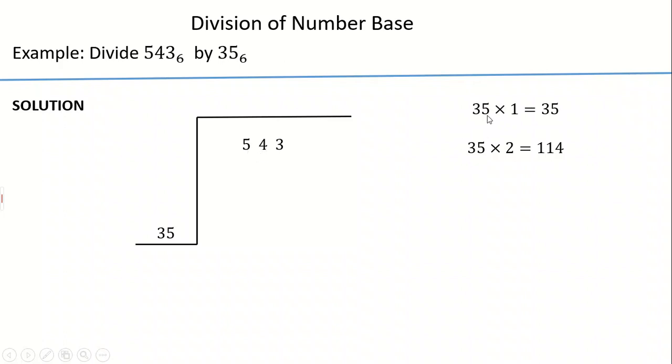If I try this 35, look at this right hand side. If I try 35 multiplied by 1 in base 6, it gives me 35. Then if I try 35 multiplied by 2 in base 6, it gives me 114 in base 6. Now this 114 is actually greater than 54. Since I want to go with 54 first, I can just go with the first one.